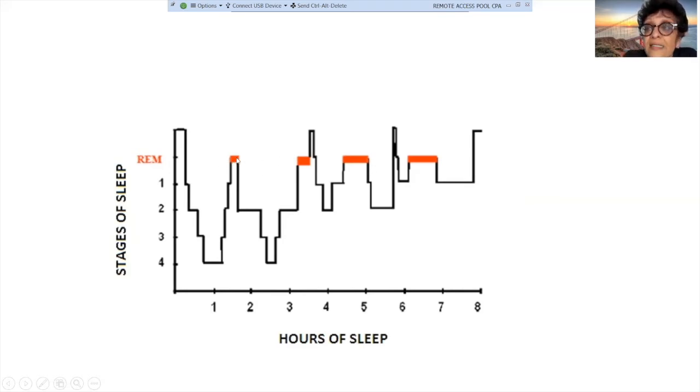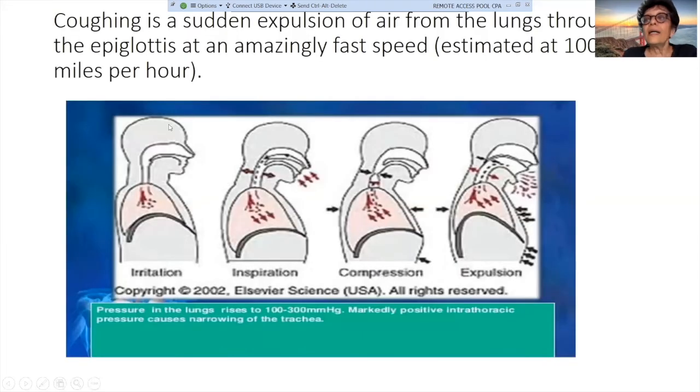The first cycle has a very small percentage of REM sleep, but as the night progresses, more and more of these cycles are spent in REM sleep, where the muscles of the body, especially the respiratory muscles, are very relaxed, and the respiratory centers don't respond as well to any changes in oxygen and carbon dioxide. So REM sleep is really not a good time for anyone who has any lung problems or any respiratory muscle weakness.